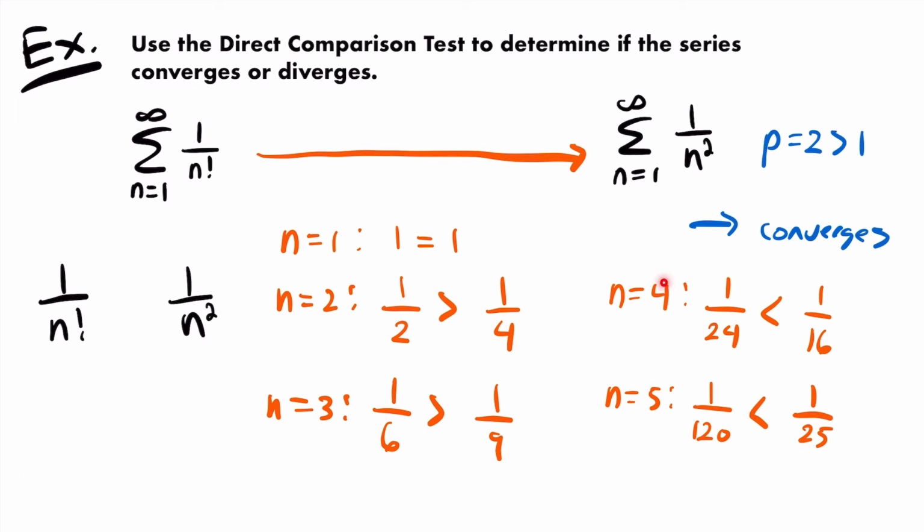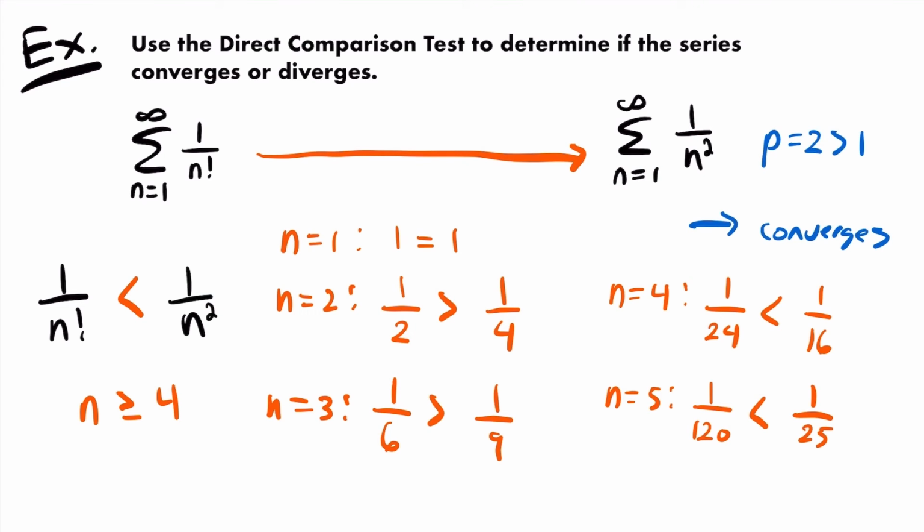All right, so from n equals 4 forward, all of our terms for 1 divided by n factorial will be smaller, which means that 1 divided by n squared is greater than 1 divided by n factorial for n greater than or equal to 4. So for all terms, for n greater than or equal to 4, this series will be greater than this series. It doesn't matter that the first couple terms don't follow that pattern. In the long term, this is a greater series, okay?